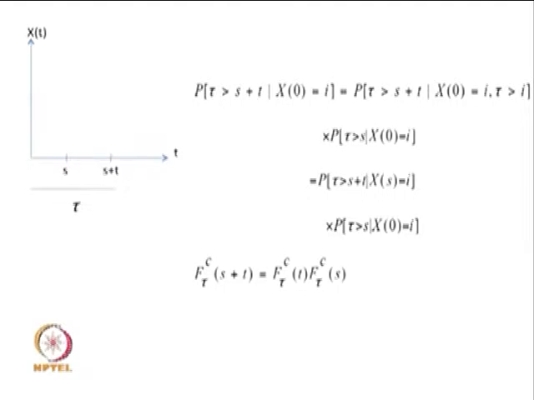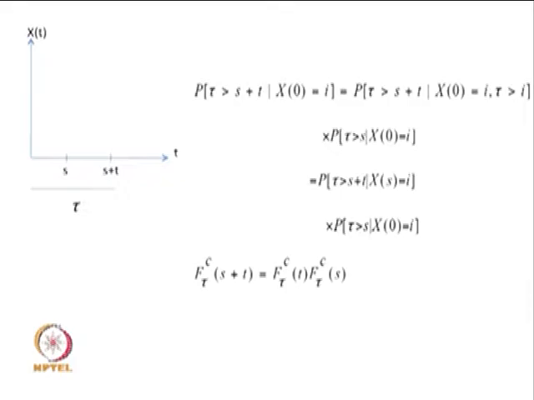So, what am I going to do? I am going to find the complement CDF for the random variable tau, that is, the probability that tau is greater than S plus t given that X of 0 is equal to I. That is the same as the probability of tau greater than S plus t given tau greater than S, where I introduce one more condition and use the total theorem of probability, multiplied by the probability of tau greater than S given that X of 0 is equal to I.